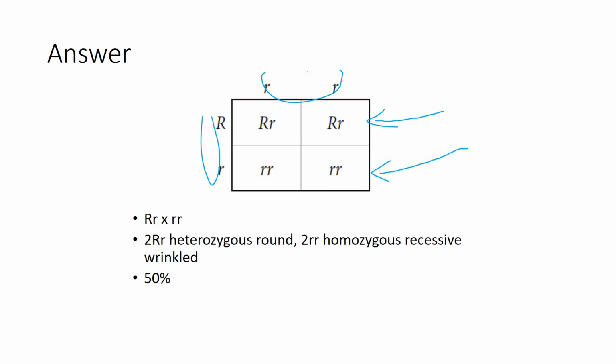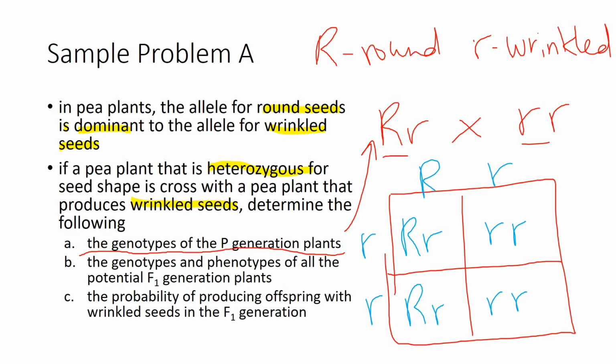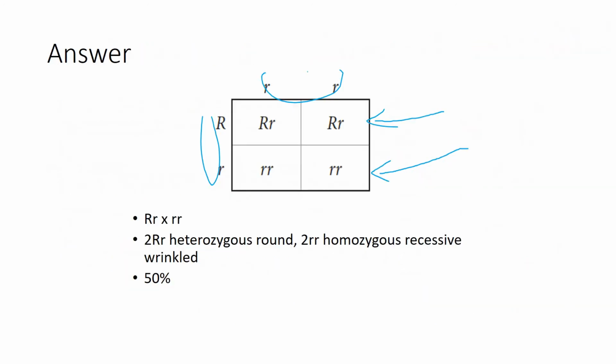So that means we have a 50-50 chance at a round and 50-50 chance of a wrinkled. So here it's asking us, let's go back to the question, the genotypes and phenotypes. Okay, so genotypes, we already got it here. And the phenotypes is going to be 2 round, 2 wrinkled. And then it's asking us what happens to the next batch of offspring. Well, if it's the same parent, the offspring probability is still going to be the same. It's still going to be 50-50. So it's going to have a 50% chance of having a wrinkled seed offspring.